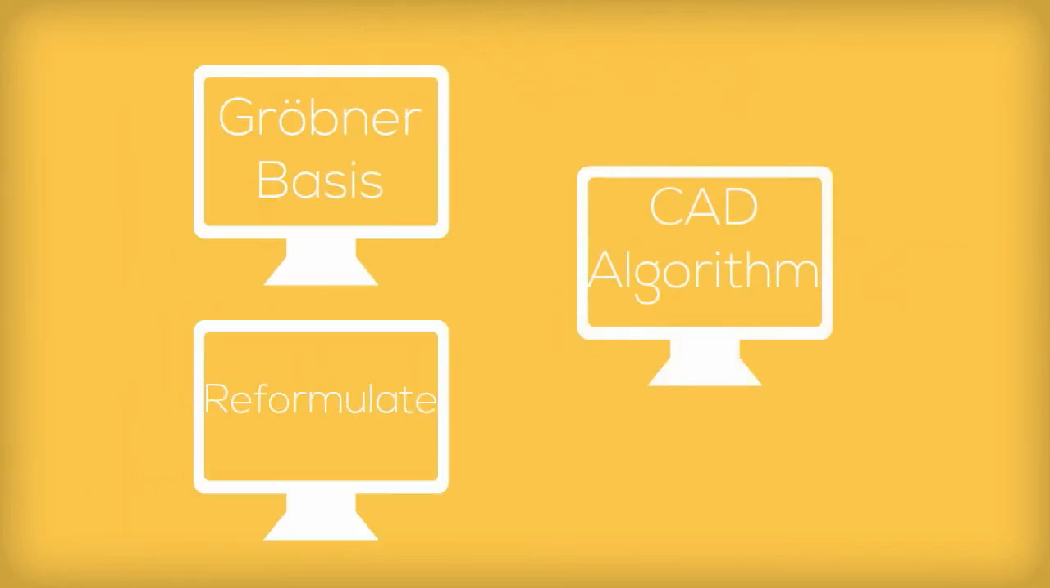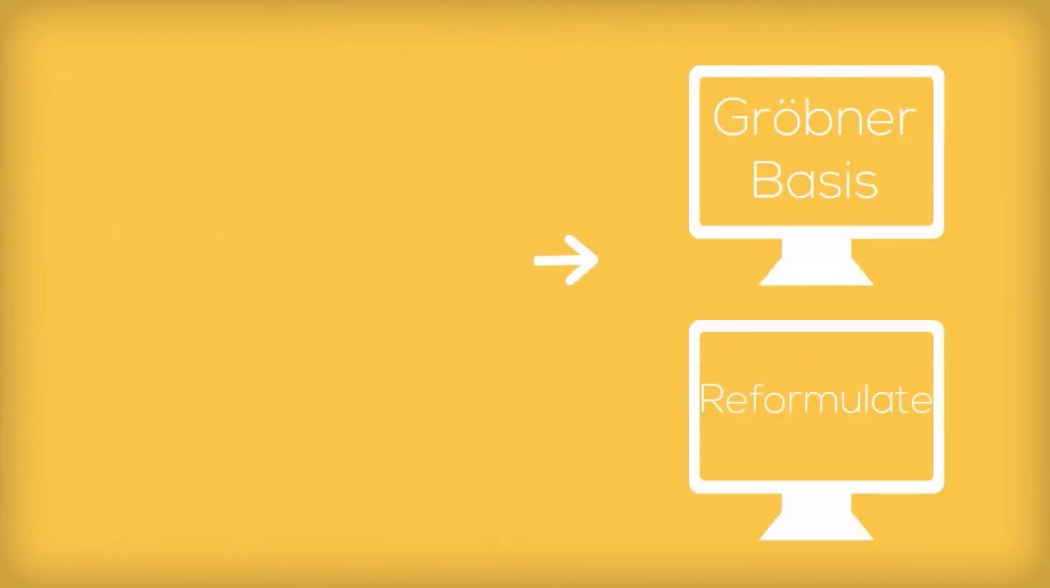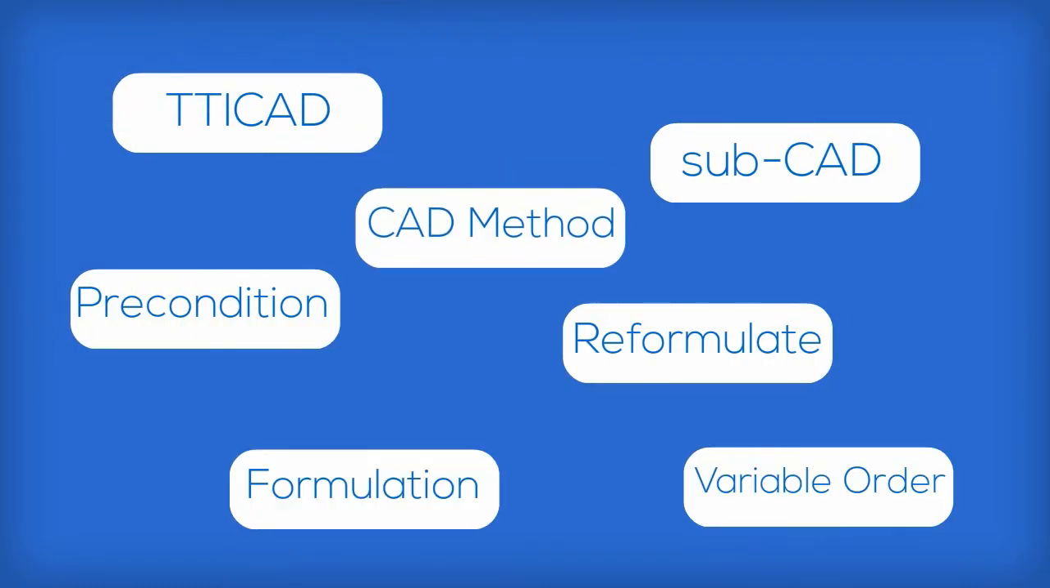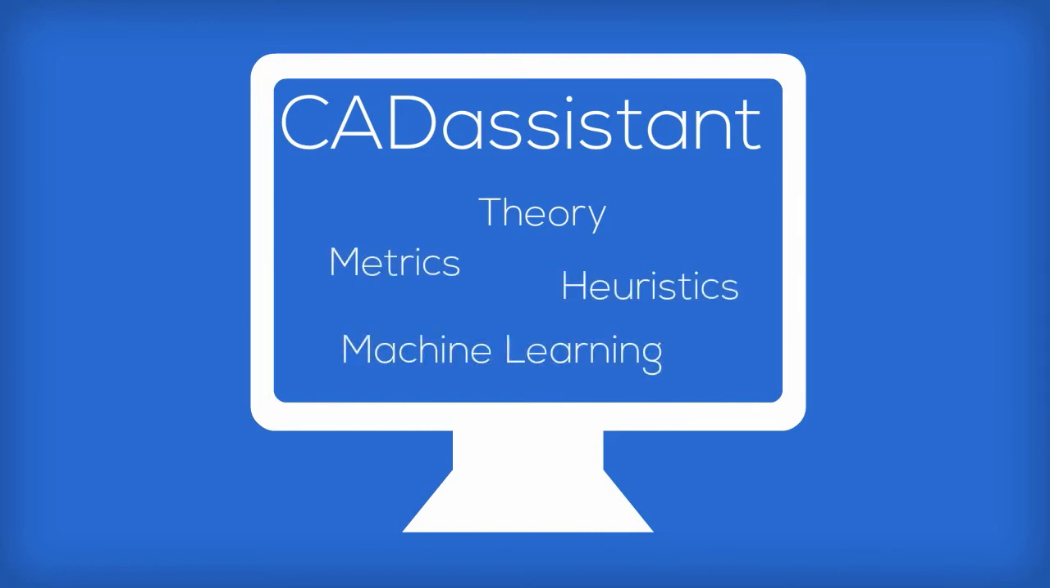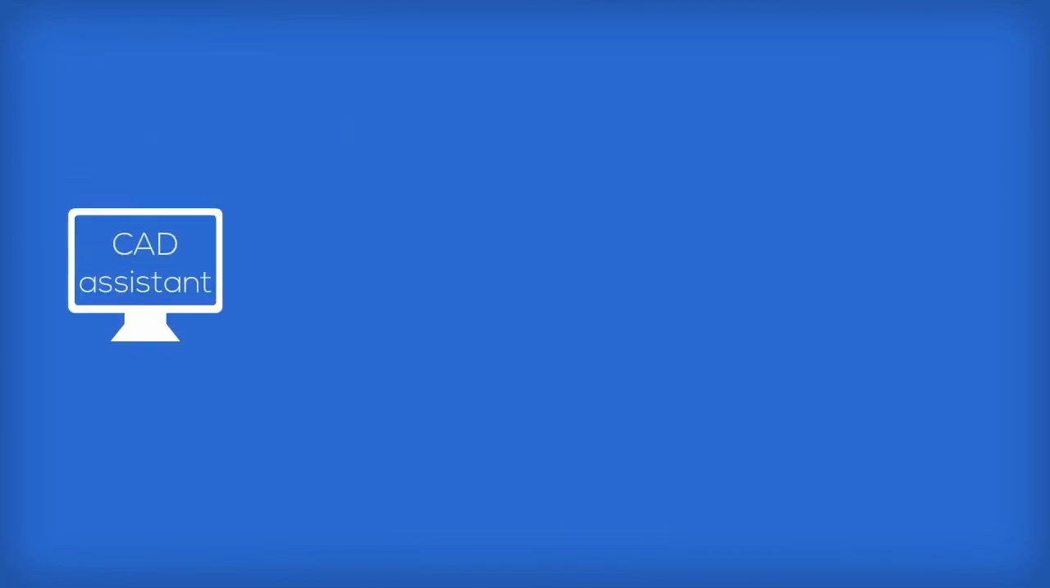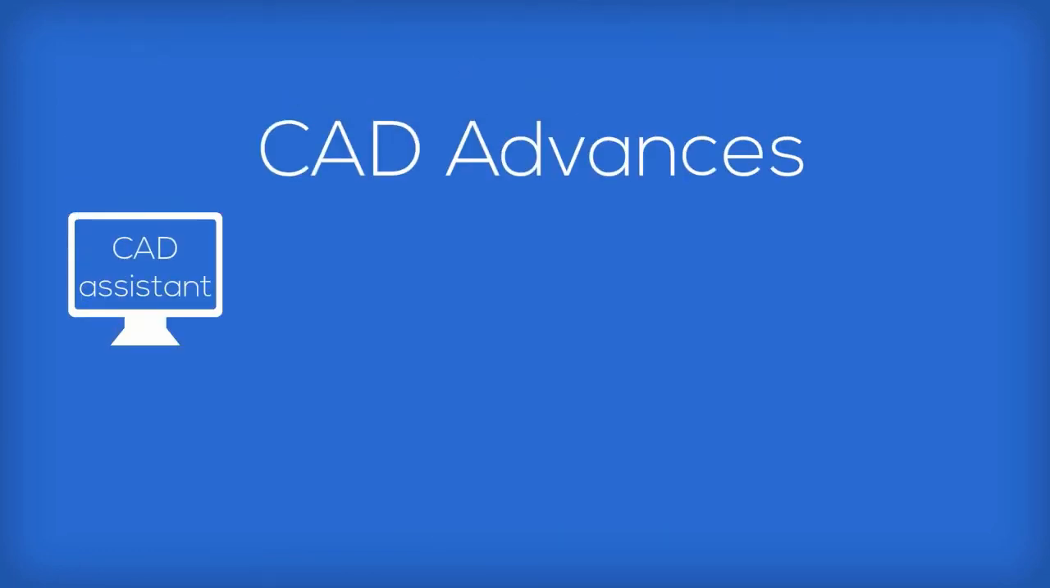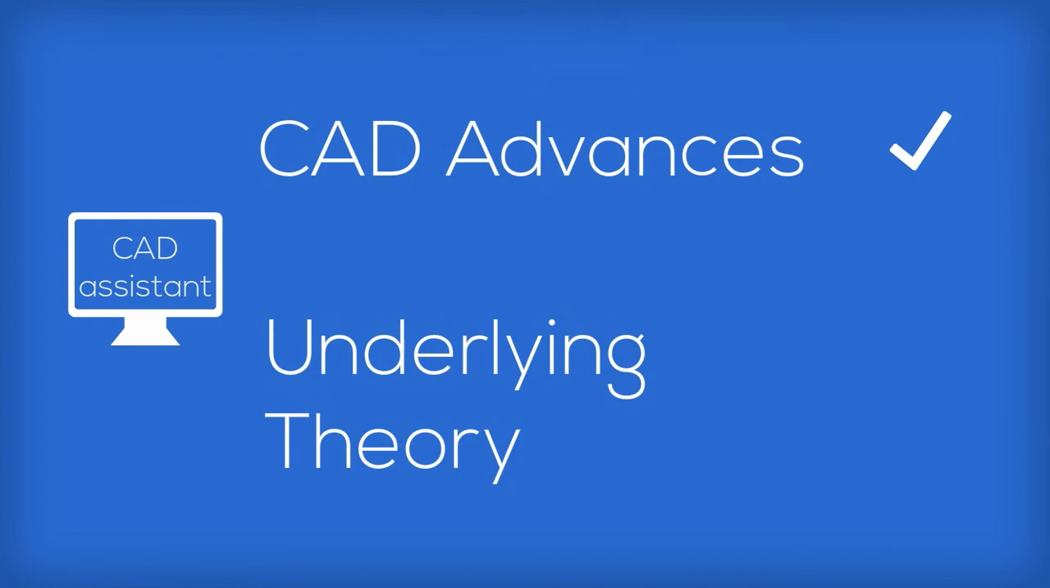We can also precondition our input by either passing it through other algorithms or reformulating our problem. So we have all these ideas, but it's tricky to know how to use them all. So we're developing a tool called CAD Assistant that uses theory, metrics, heuristics, and machine learning to help predict the best way to use CAD for a given problem. This CAD Assistant lets us use all of these advances without knowing the underlying theory.